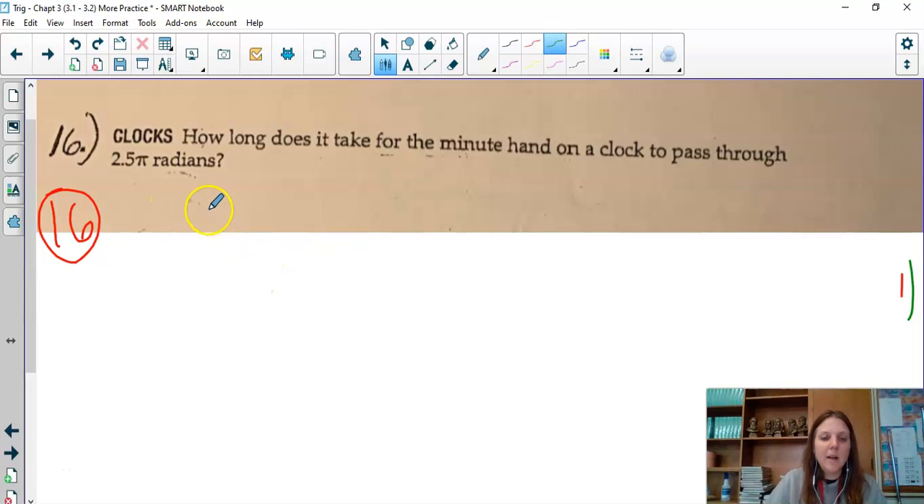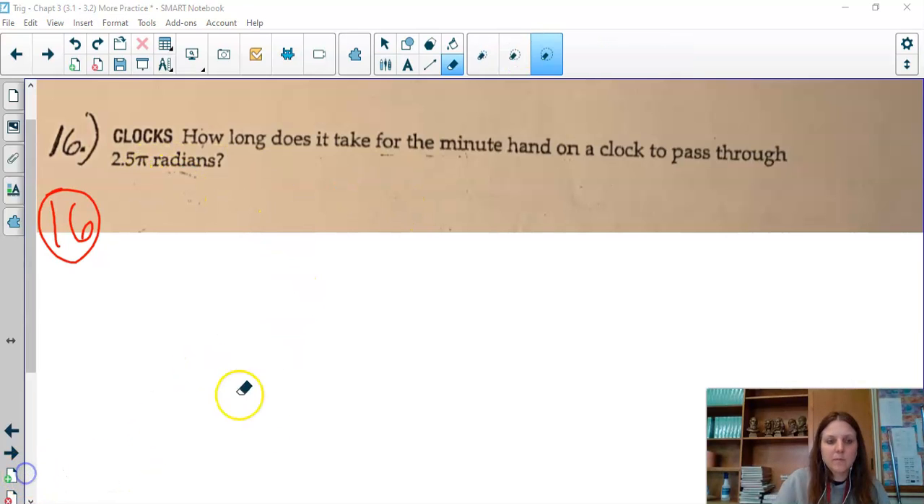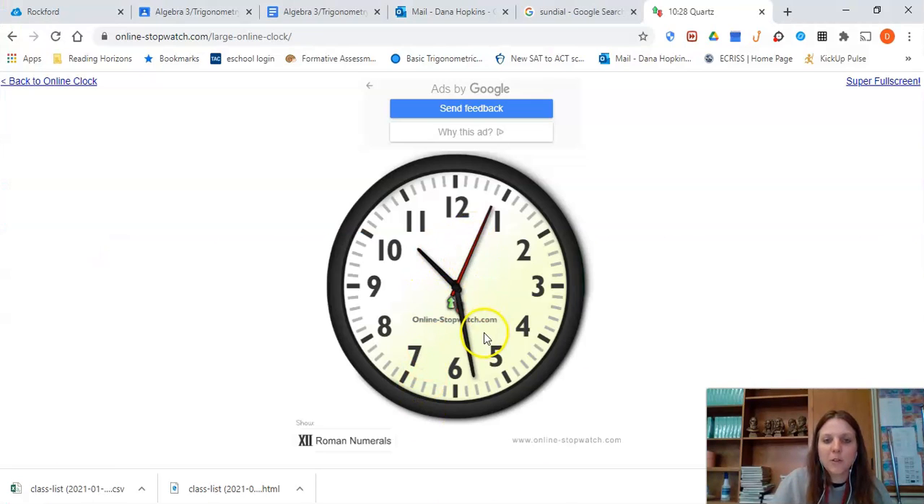Okay, number 16. How long does it take for the minute hand on a clock to pass through 2.5 pi radians? I brought up a clock here, and I want to show you the difference between the hands that we're looking at. So this is an hour hand, this is a minute hand, the long one, and then this is a second hand. Not all of these analog clocks have this second hand, but it shows you that there are 60 seconds as you go around in a minute.